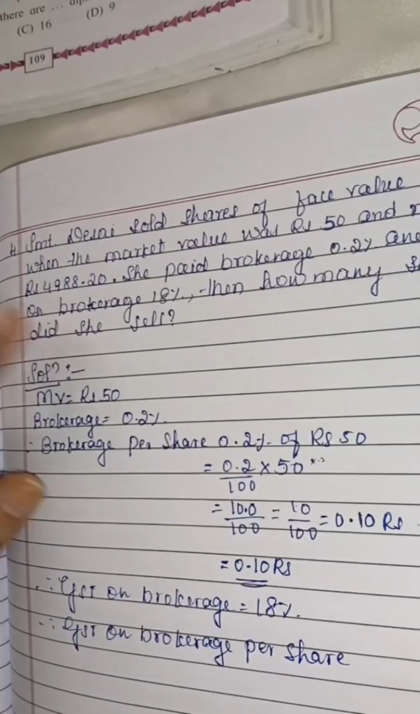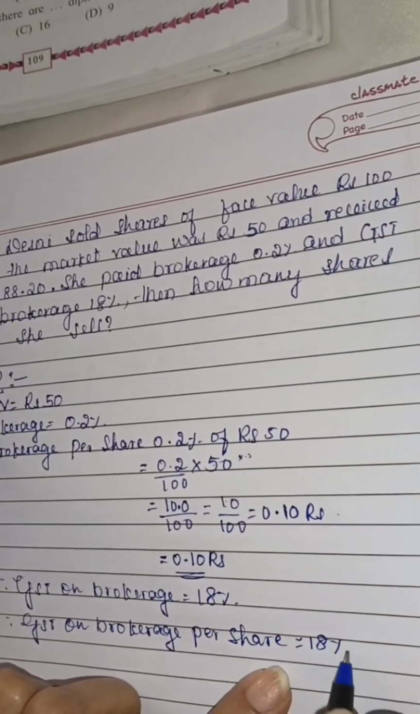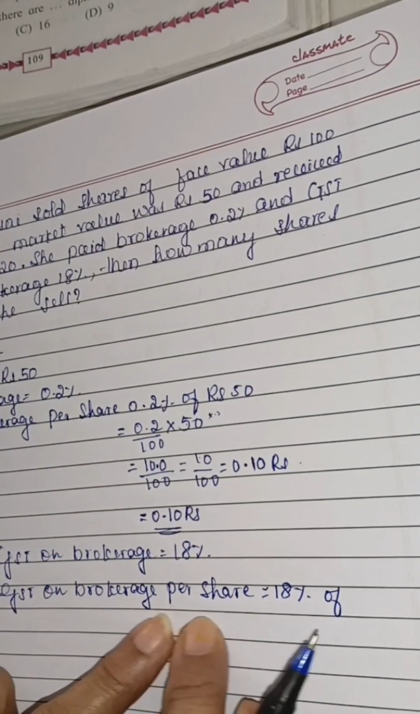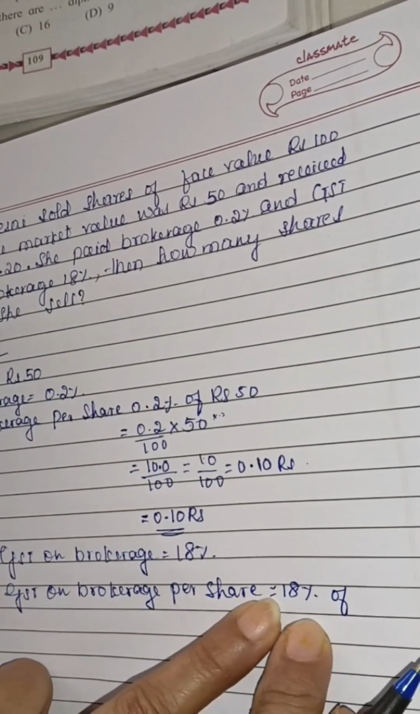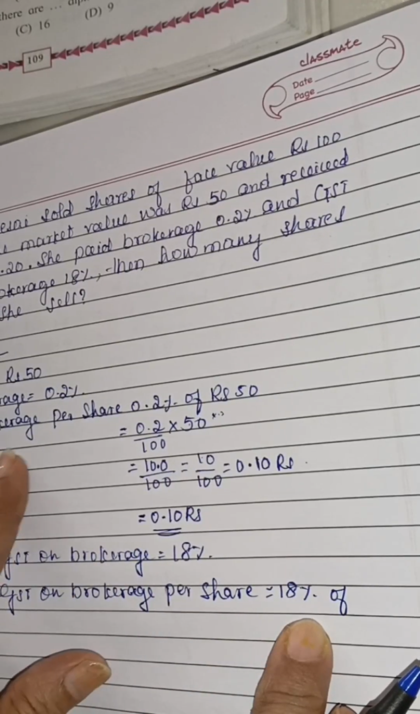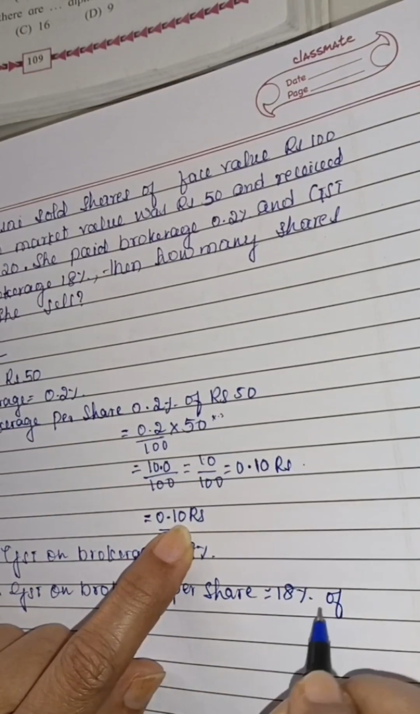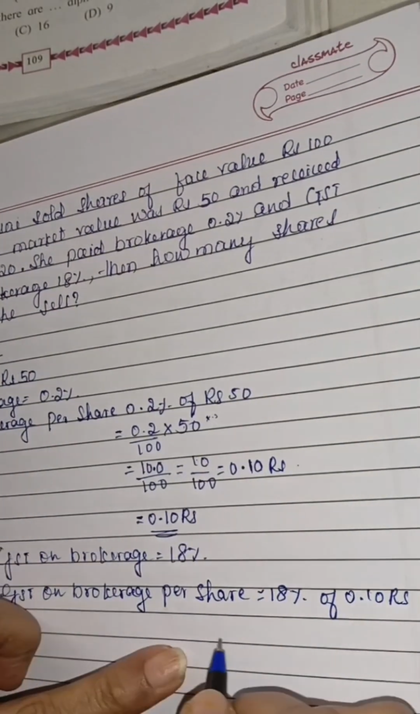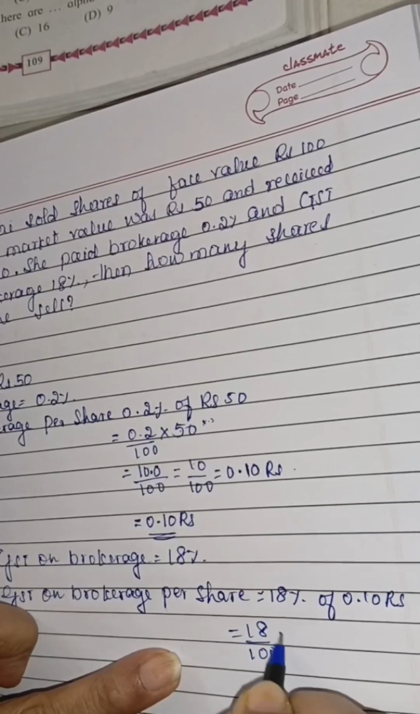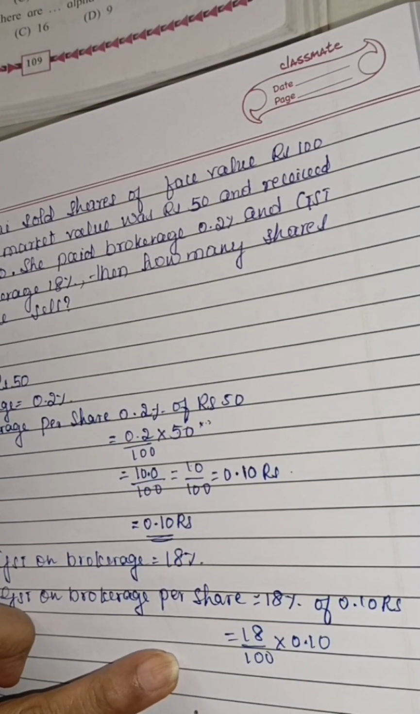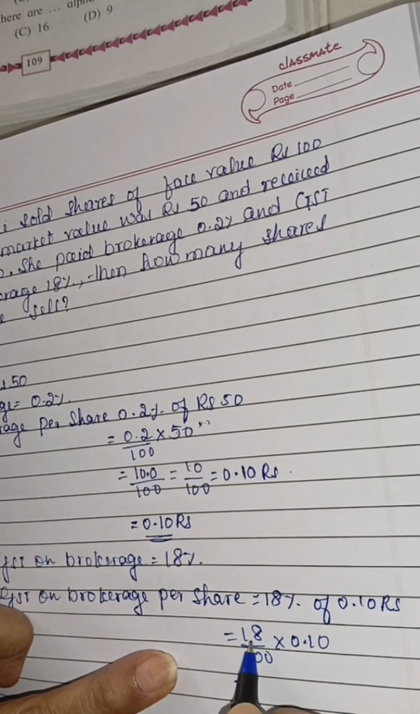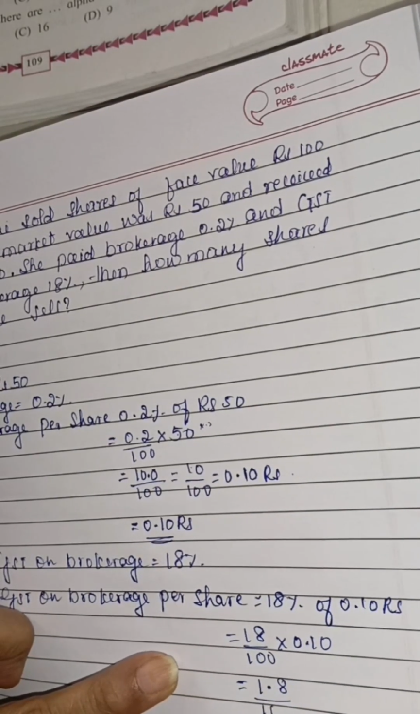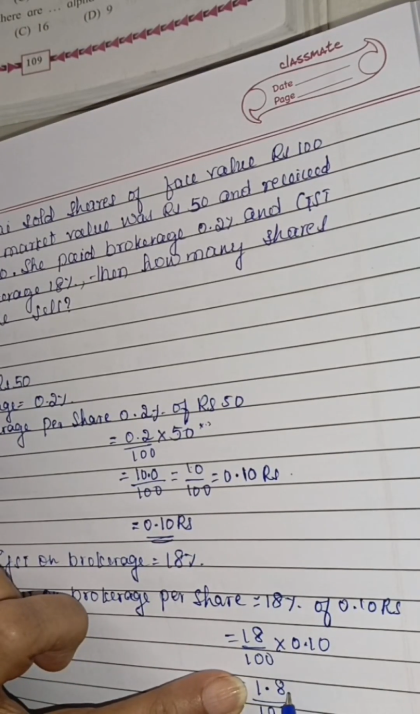How to find it? It is 18% of the brokerage per share. GST is 18%, so we take 18% of 0.1 rupees. 18% means 18 out of 100, multiplied by 0.10. So this is 18 multiplied by 0.1, which is 1.8 divided by 100.